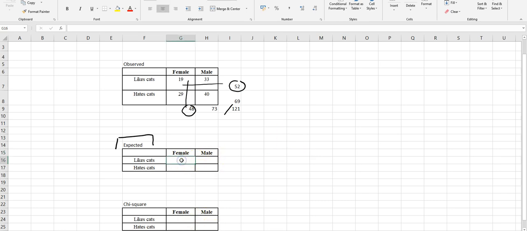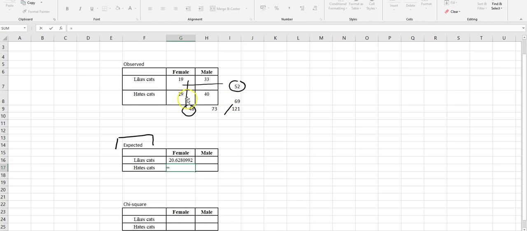So in this case, we would have equals this number, so equals our number, our 52 here. So equals 52 times 48 divided by 121 gives us 20.6. For this cell here where the female hate cats, we do the same thing.